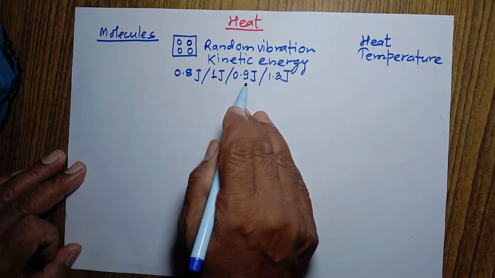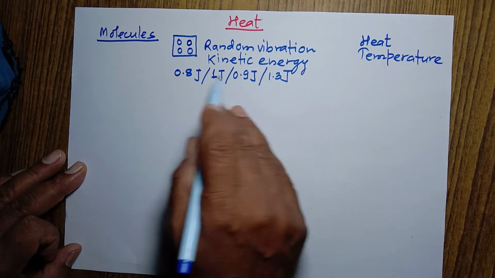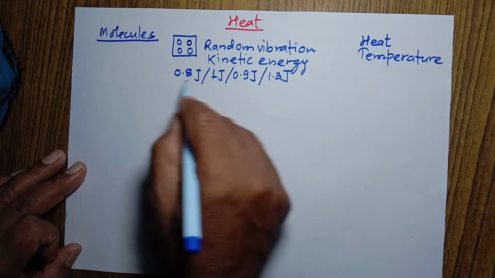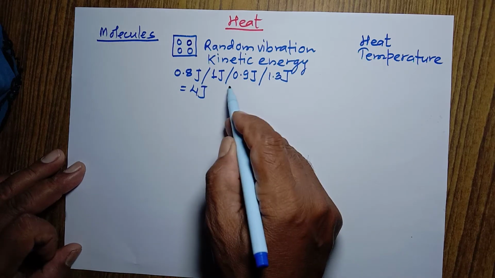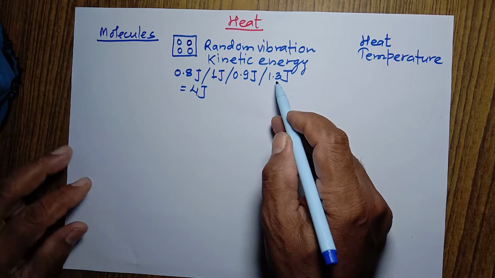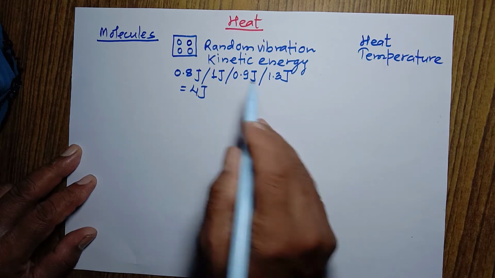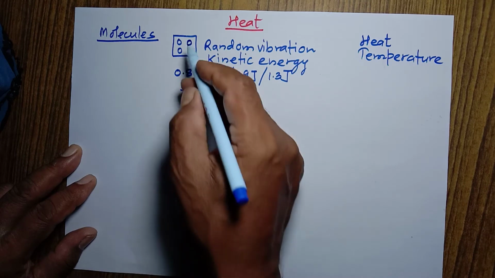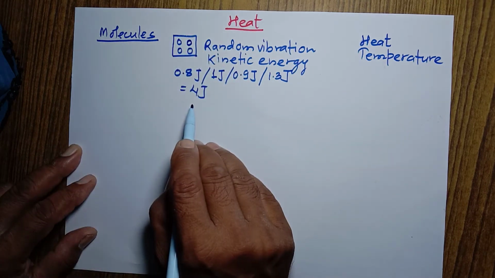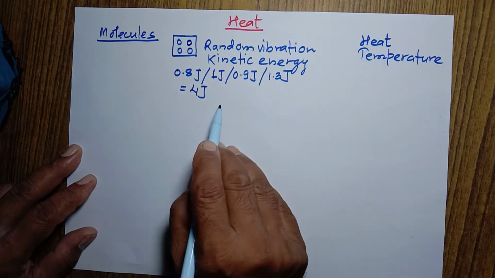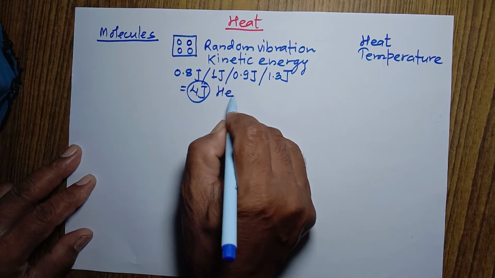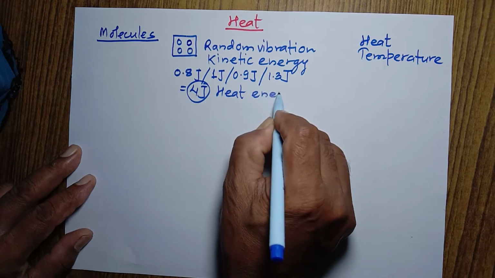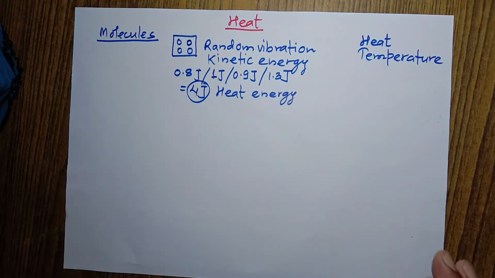Okay, now if we add them, the total kinetic energy contained in this body becomes how much? 8 plus 9 plus 3 gives 20, and then if we add all this, we get 4 joule. The sum of the kinetic energy of all these molecules is 4 joule, and this is recognized as heat energy present in this body. Heat energy. How can we define heat energy?